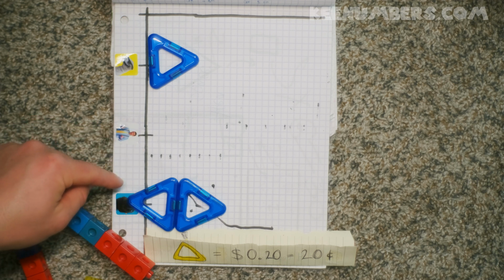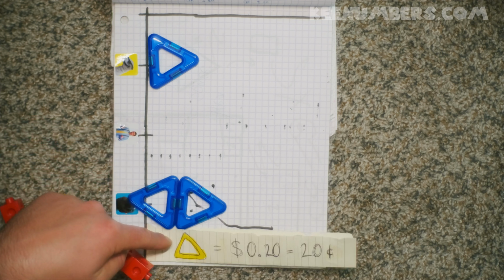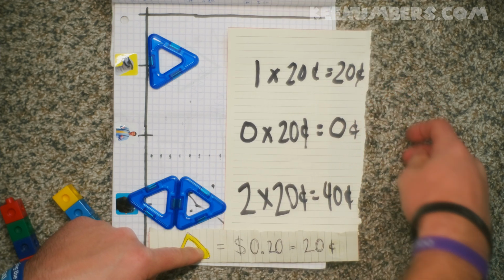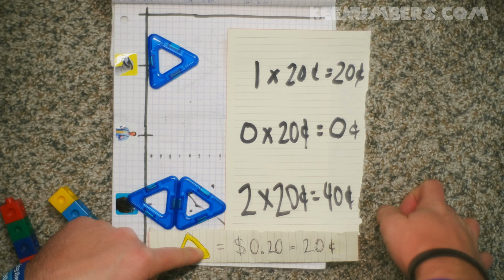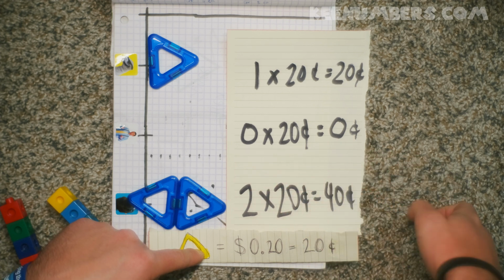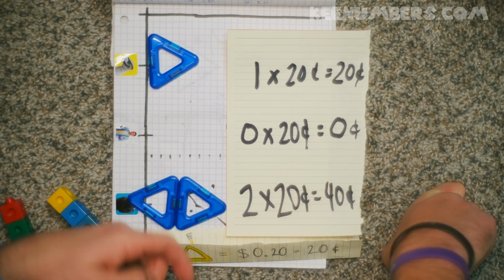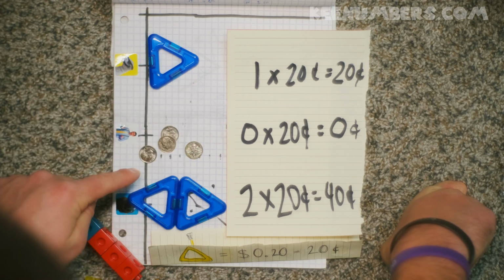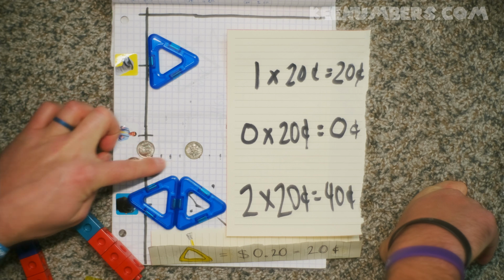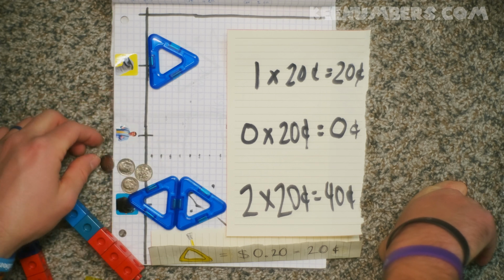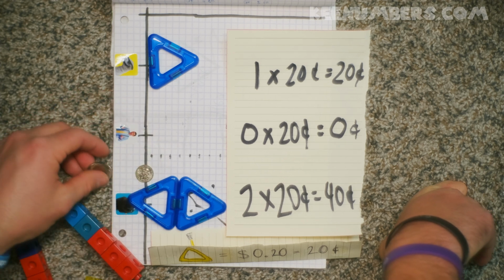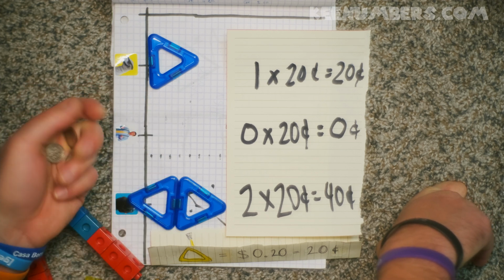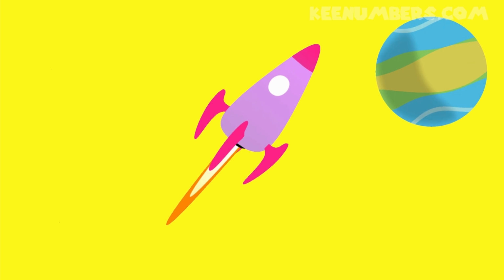And the Greater Gator, he has 2 of these triangles, and each of them are 20 cents. So that means he has 40 cents worth of triangles. 2 20s, or 2 times 20. That's 40 cents. Here you go, Greater Gator. 1, 2, 3, 4. The Greater Gator gets 40 cents worth of triangles because he has 2 triangles. Or I should say, his 2 triangles are worth 40 cents.